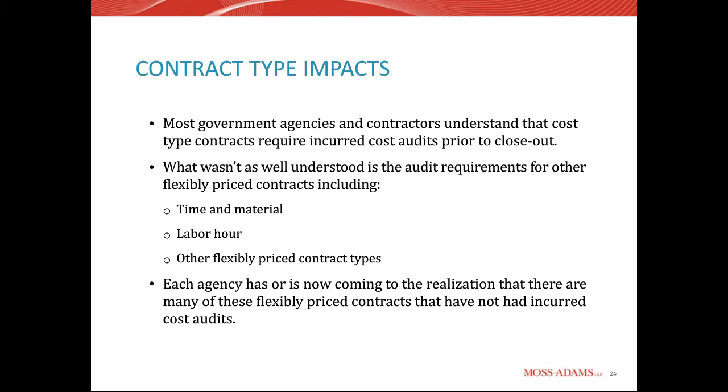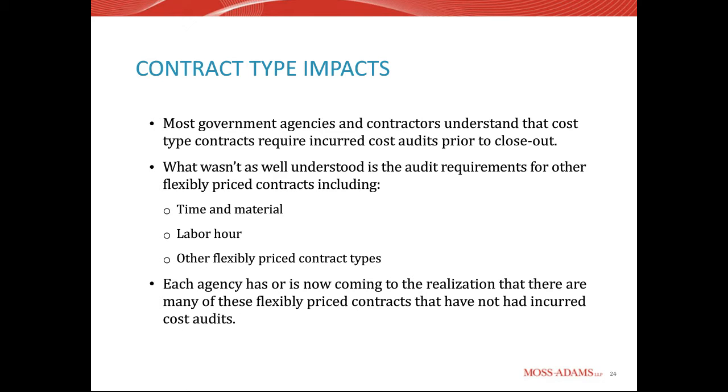And then they get to the point where they want to close those contracts out, and then they talk to the agency, and the agency is saying, don't you dare close those contracts out. You haven't met the requirement, and we can't close out our prime contract with you until you meet the requirement to audit your subs correctly. So it creates a big problem, as we mentioned. Each agency has or is now coming to that realization that there are thousands of these flexibly priced contracts and subcontracts out there that have not had the audit that is needed before they can close them out.